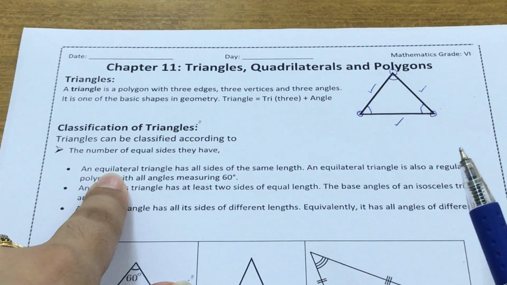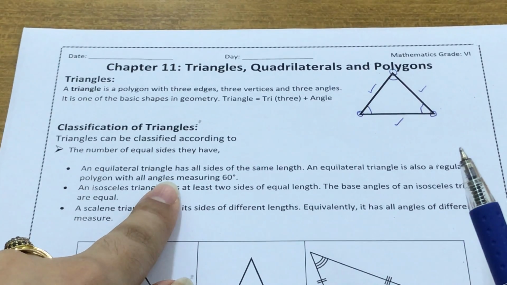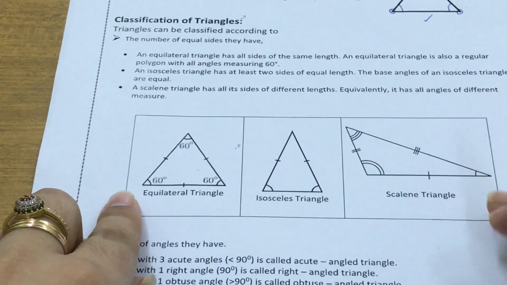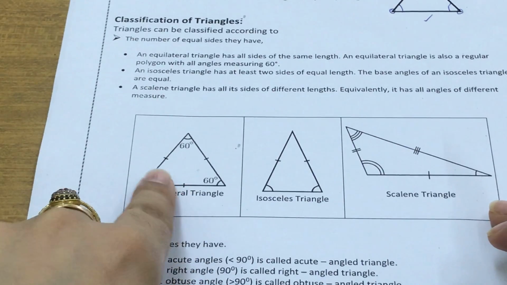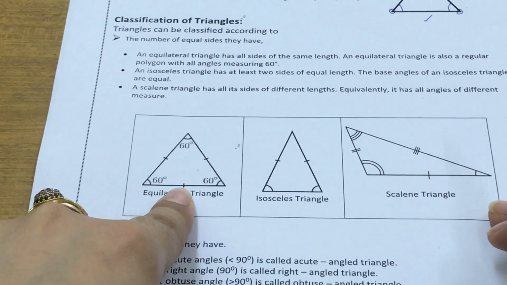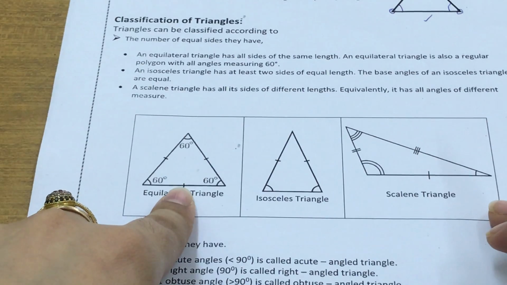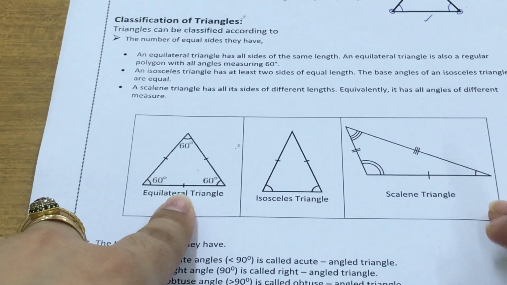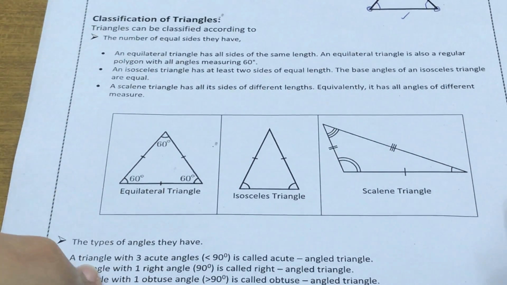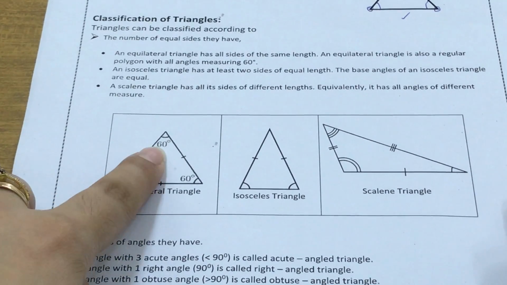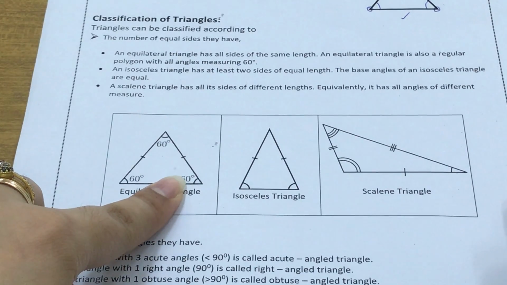Equilateral. An equilateral triangle has all sides of the same length. That means its all three sides will be equal. This is an equilateral triangle, and you can see there are three small marks on each side. These three marks show that all these three sides are equal. So an equilateral triangle has three equal sides and also three equal angles. And each angle will be equal to 60 degrees, right?